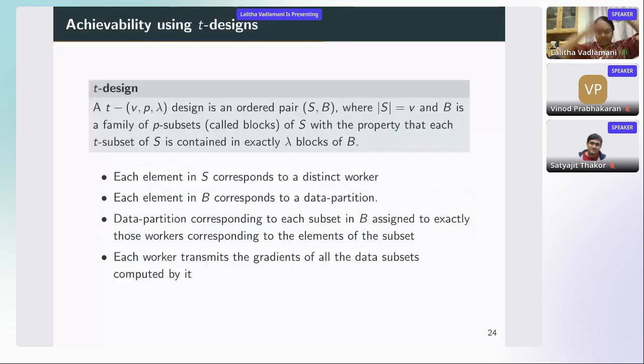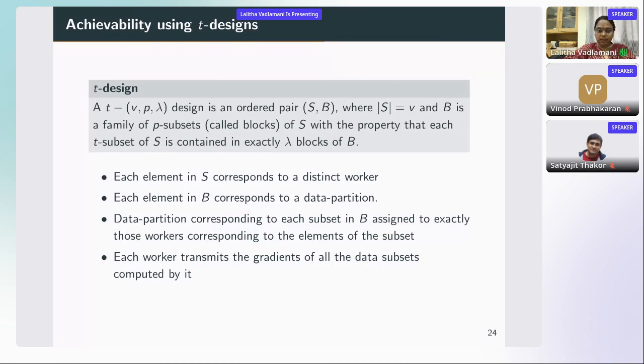The previous thing can also be achieved with T designs, because T designs are objects which are very symmetric. They have a whole lot of parameters, but all they describe is an incidence structure. There are points and sets: there are mu points and some number of subsets, with the property that every T subset of the point set is contained in exactly lambda blocks of B. This is the definition of a T design.